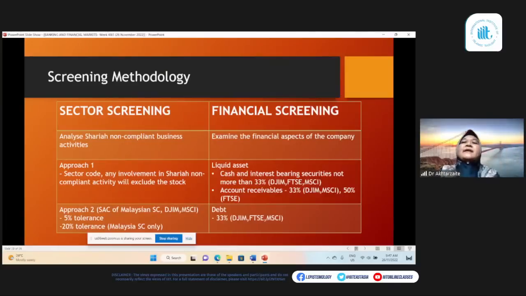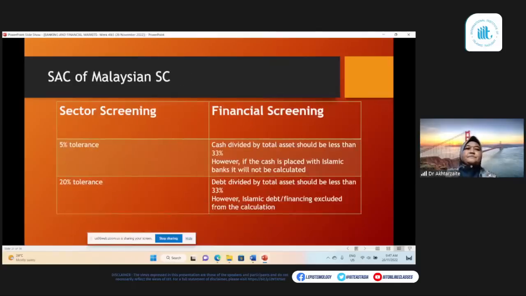They will also look into the financial screening, the financial aspects of a company. The liquid assets, meaning cash and interest-bearing securities, should not be more than 33%, or one third, right? Account receivables also one third. Debt also one third, right? So if more than one third, then it will be excluded from the Sharia compliant list.